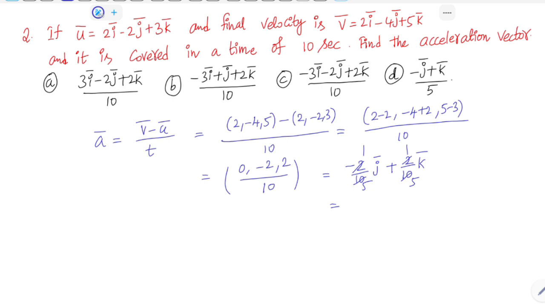Taking 5 common, you will have (minus j bar plus k bar) by 5. So this is the acceleration vector. If you know that acceleration is the rate of change of velocity, this is a very easy problem. Okay, so the second option is D. Let me move to the third problem.